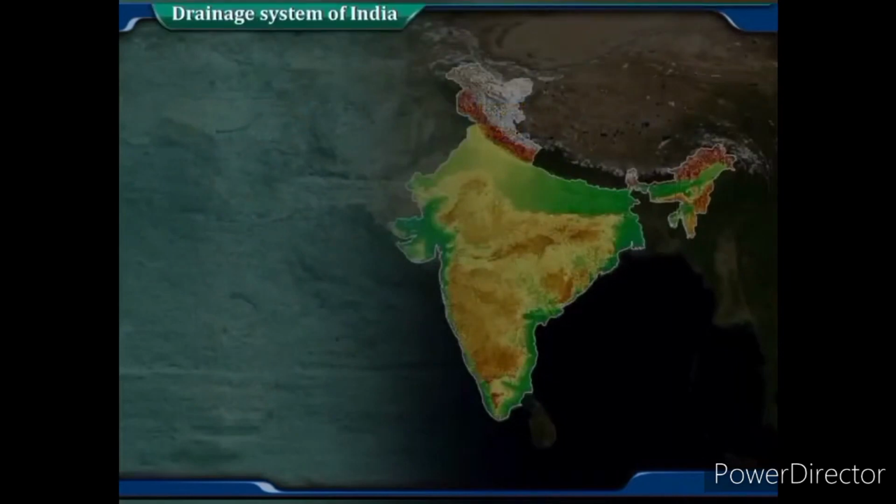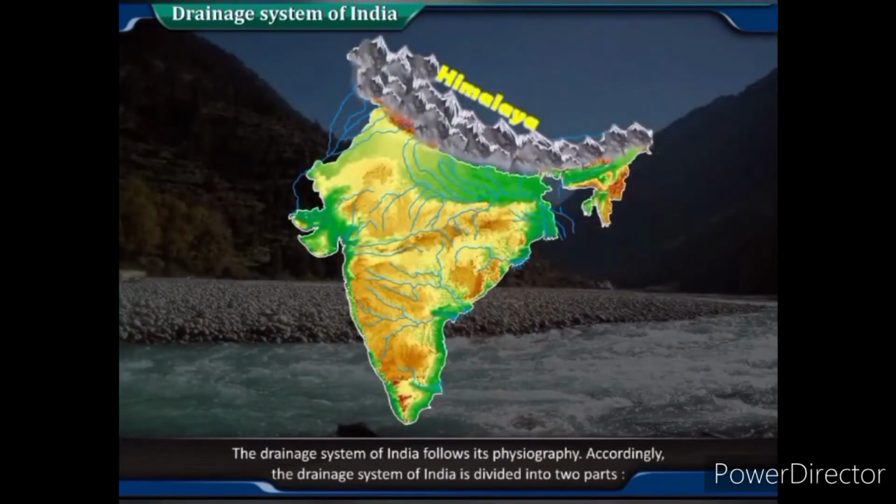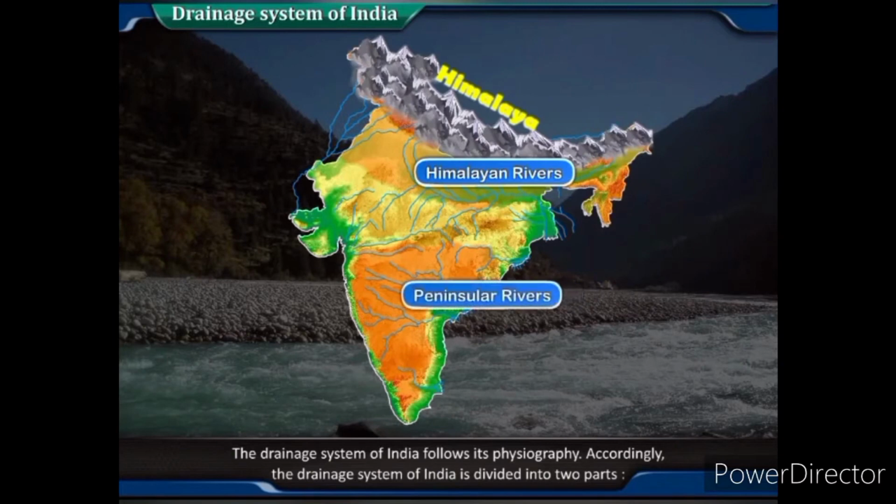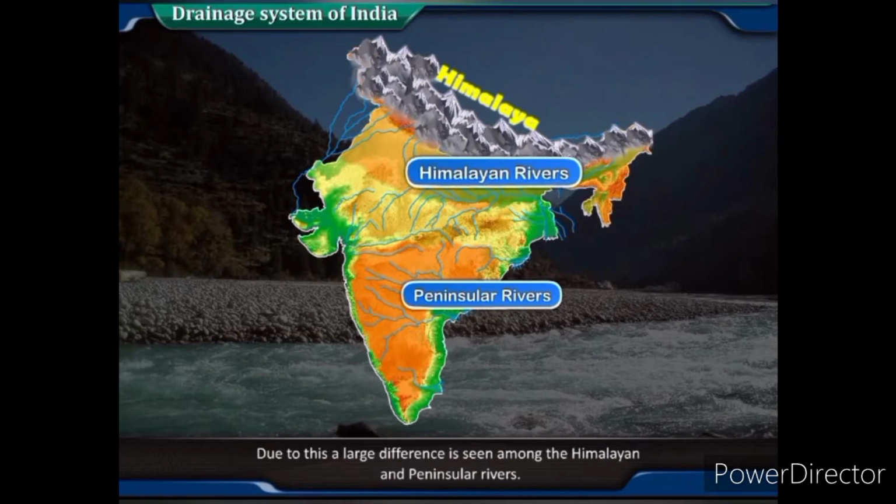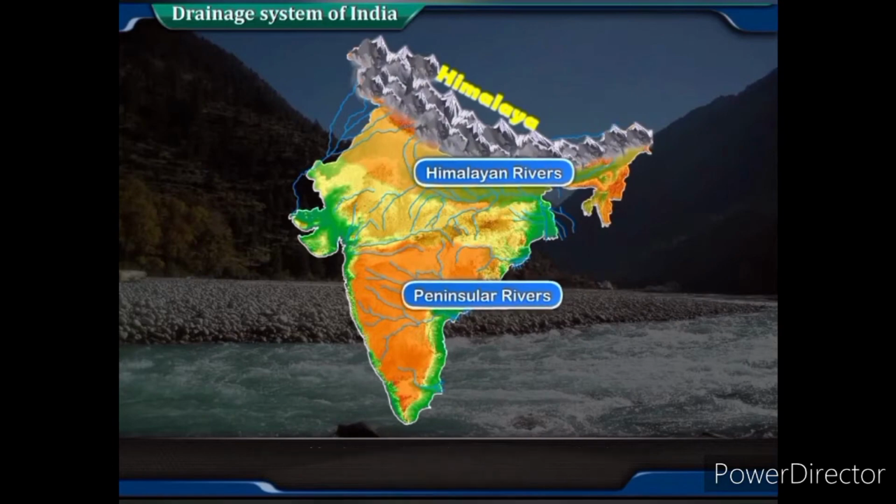Drainage system of India. The drainage system of India follows its physiography. Accordingly, the drainage system of India is divided into two parts. 1. Himalayan rivers. 2. Peninsular rivers. Rivers of India are divided into two zones according to the physical features. Due to this, a large difference is seen among the Himalayan and peninsular rivers.